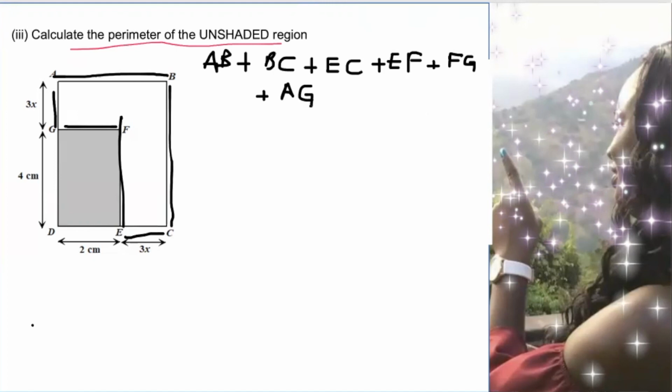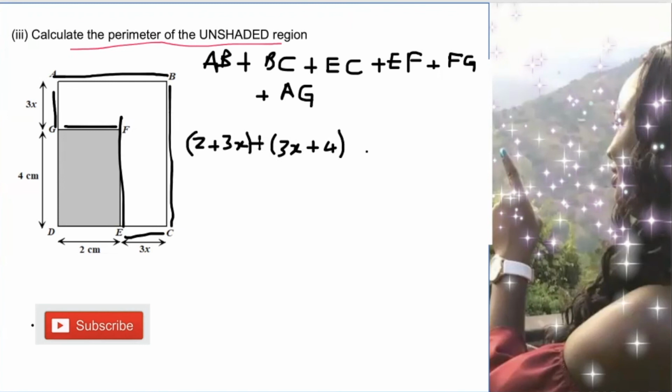Now, AB is the same size as DC. So we know that DC is 3x plus 2. So that means AB is also 3x plus 2. Now BC is the same length as AD. So it is 3x plus 4. Or if you prefer to write it as 4 plus 3x, just as how I wrote 3x plus 2 as 2 plus 3x, it is the same thing. So BC is 3x plus 4.